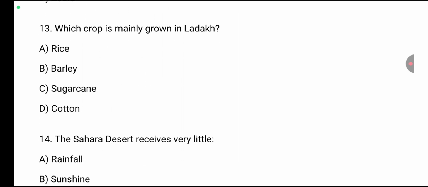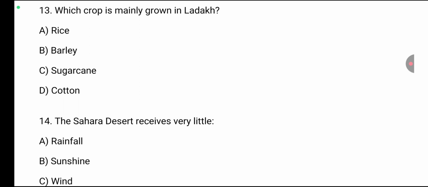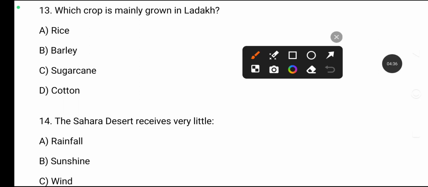Now moving on to question number 13. Which crop is mainly grown in Ladakh? Rice, barley, sugarcane and cotton. The crop will be barley. The answer will be B. The crop is barley.